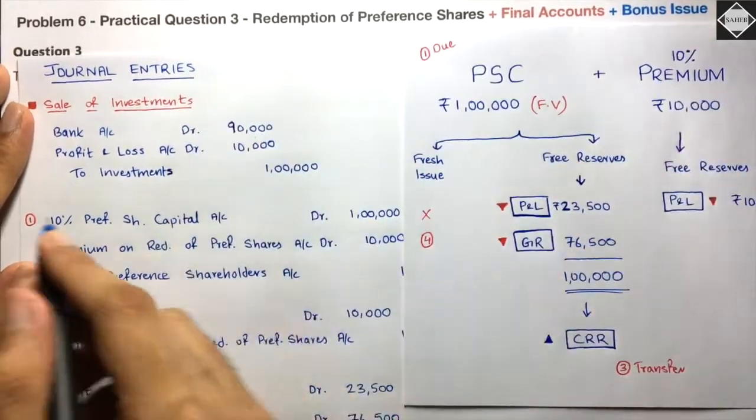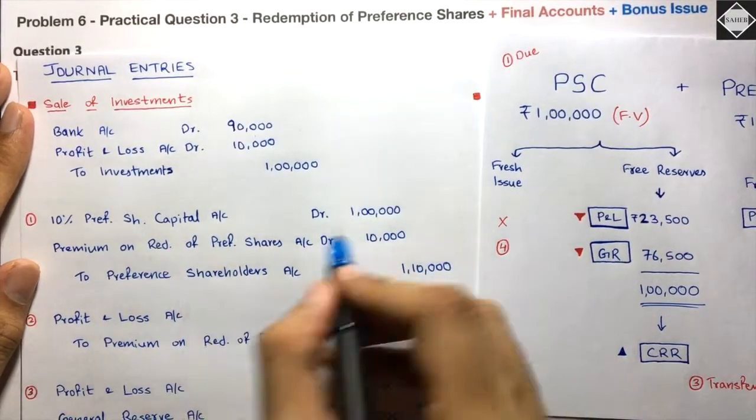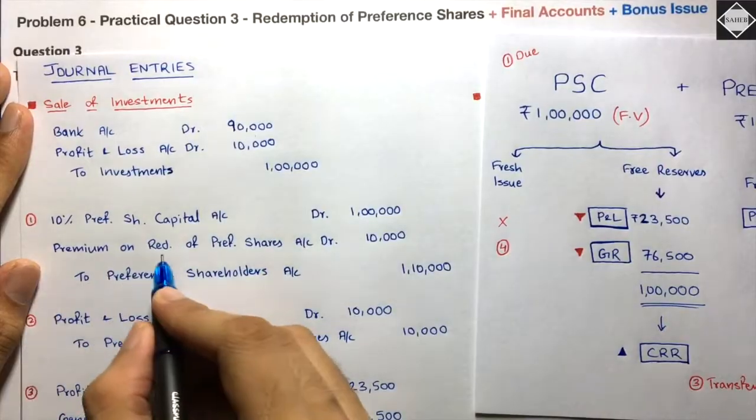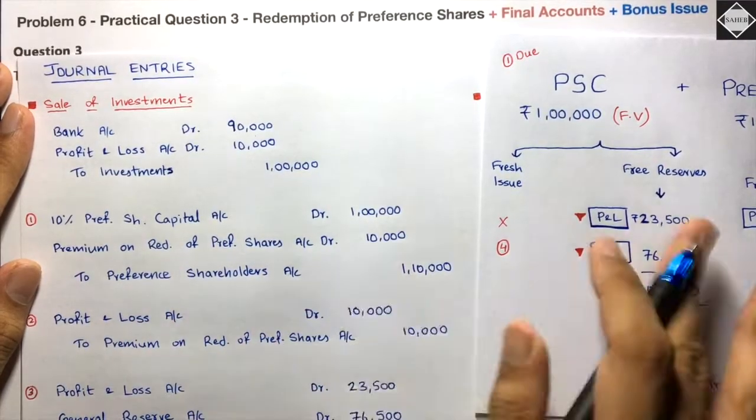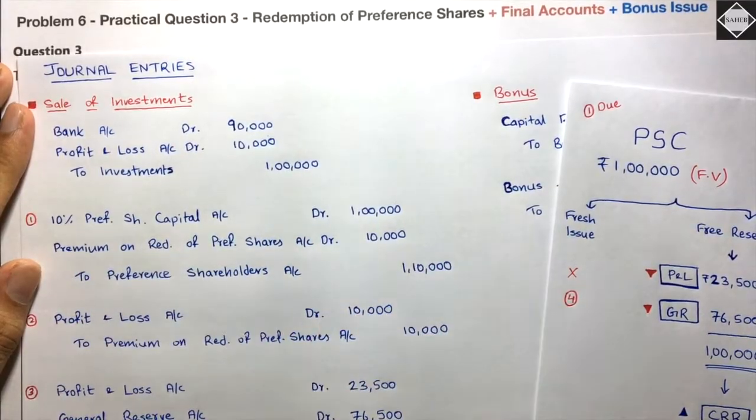See here, 10% preference share capital account debit, 1 lakh. Capital has credit balance. We are debiting and cancelling it off. And then premium on redemption of preference shares account debit, 10,000. Yes, 1,10,000. So this is a loss. We have debited and recorded that.